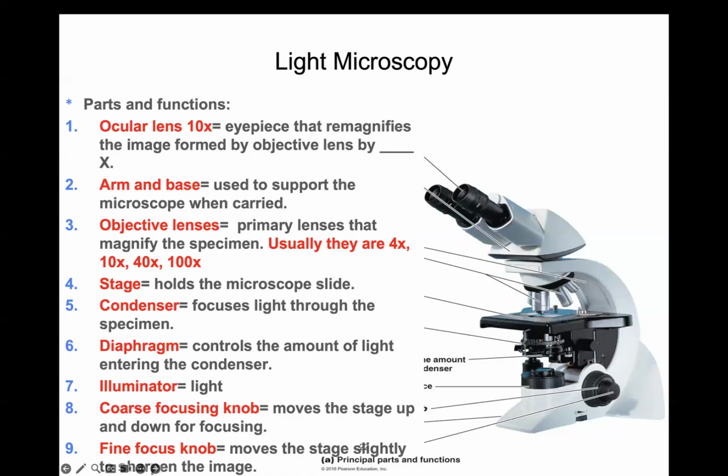And then the other thing I was going to say is there's a coarse focus knob and the fine focus knob. The coarse focus knob moves the stage up and down for initial focusing. The fine focus knob makes tiny adjustments to make your image clearer. So these are parts of a microscope.